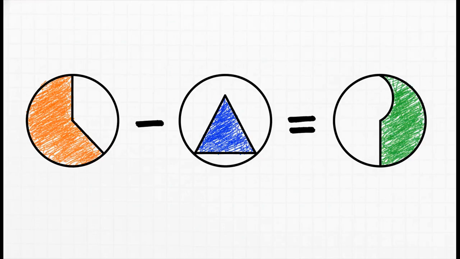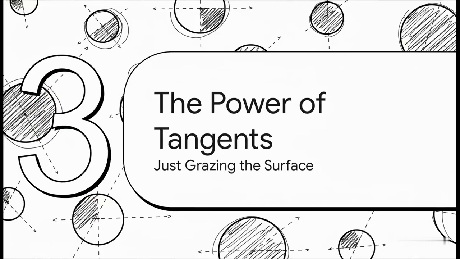So what about the segment, the crusty bit? Well, it's just as straightforward. You start by calculating the area of the whole sector it came from. Then you just subtract the area of that leftover triangle part. What's left over? That's the area of your segment. Simple as that. So, we've talked about lines that cut through a circle.